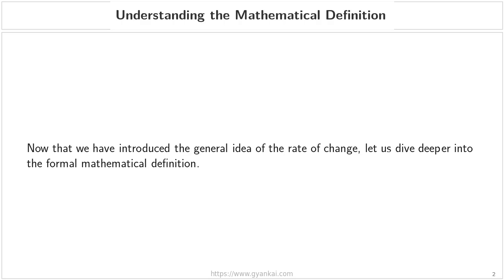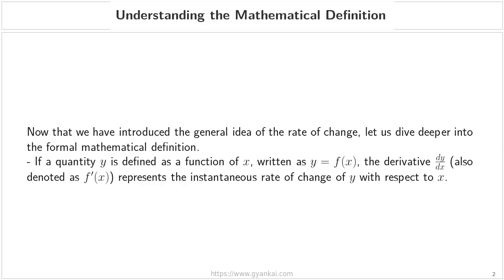Understanding the mathematical definition. Now that we have introduced the general idea of the rate of change, let us dive deeper into the formal mathematical definition. If we have a quantity, y, that is defined as a function of x, which we write as y equals f of x, then the derivative dy by dx, which can also be denoted as f prime of x, represents the instantaneous rate of change of y with respect to x.